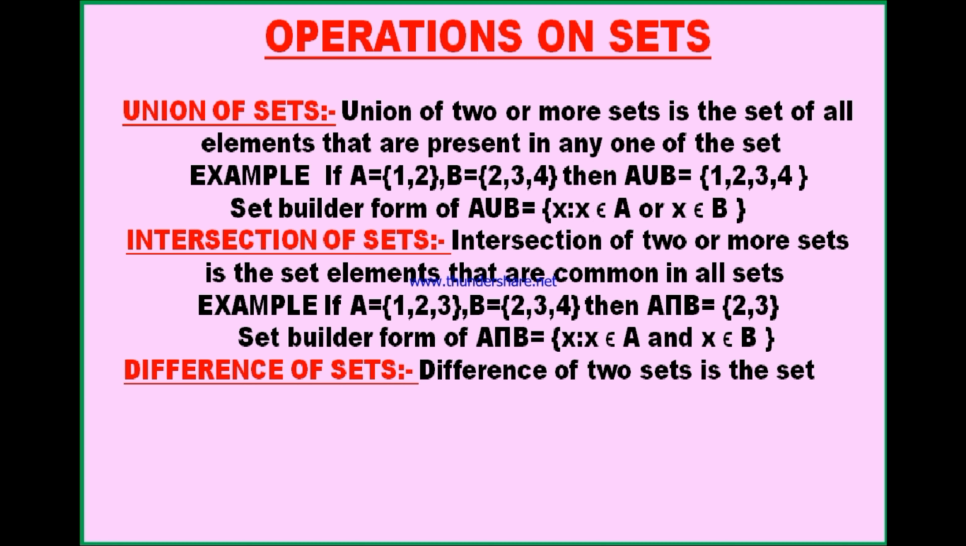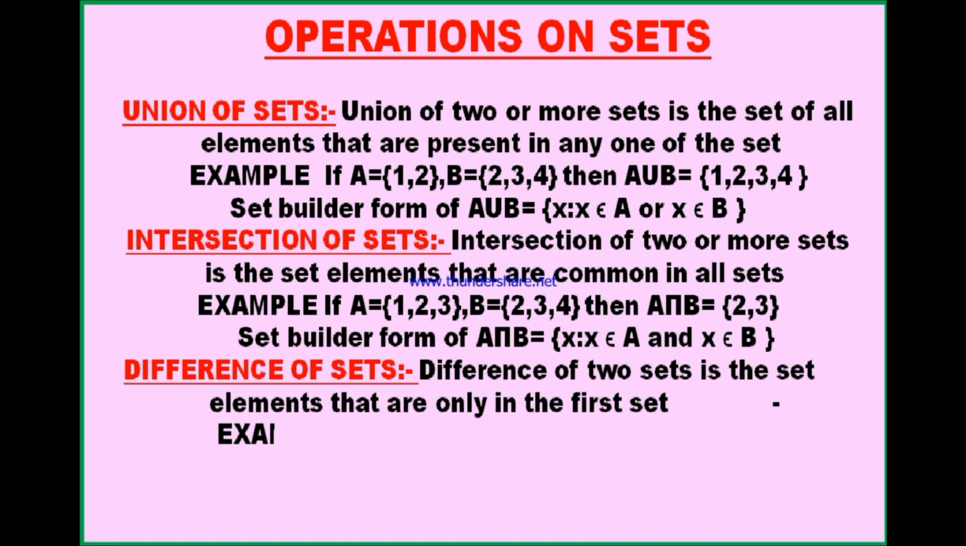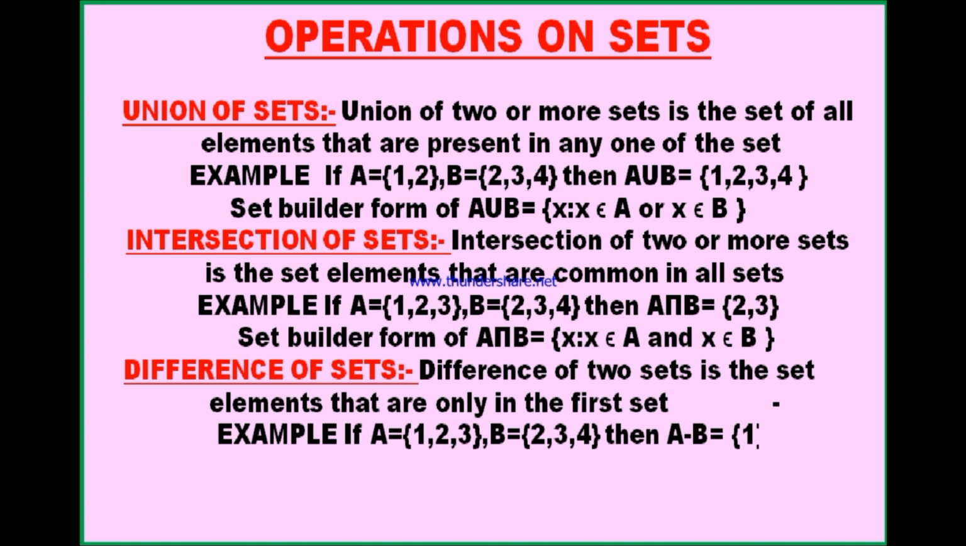The difference of two sets is the set of all elements that are present only in the first set and that are not present in the second set. You see here is an example. If A is equal to set 1, 2, 3 and B is equal to set 2, 3, 4, then A minus B is equal to.